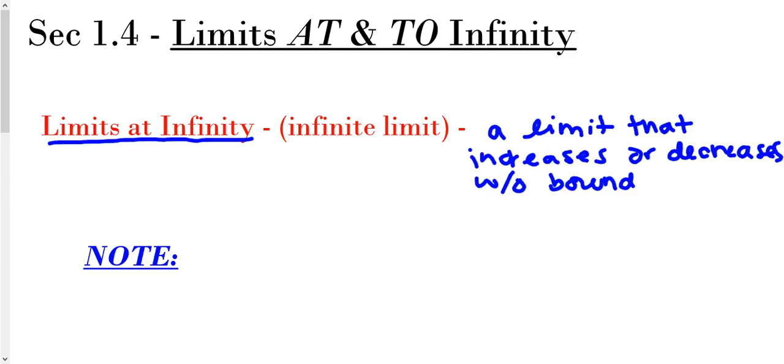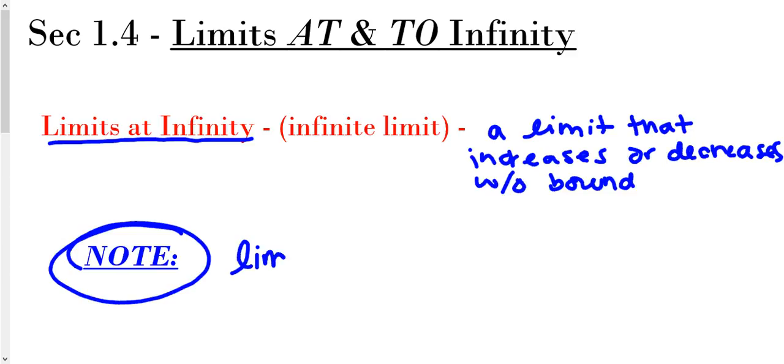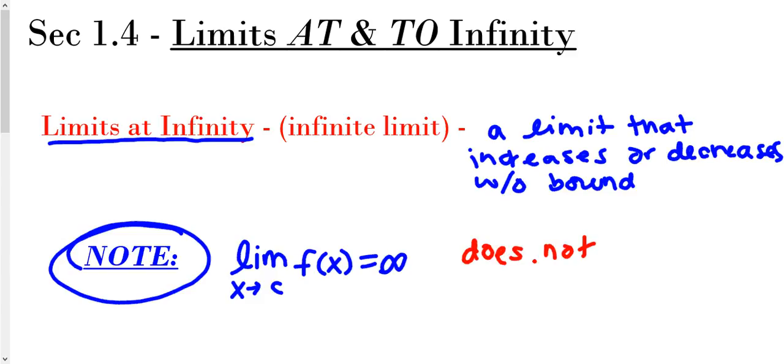And note, there's something very important about infinite limits, okay? If you have the limit as x approaches c of your function, and you get either positive infinity or negative infinity as your answer, then keep in mind that this does not mean that the limit exists. Yes, we got an answer, but remember, a limit exists if they meet. So this does not mean that the limit exists. This is very important.